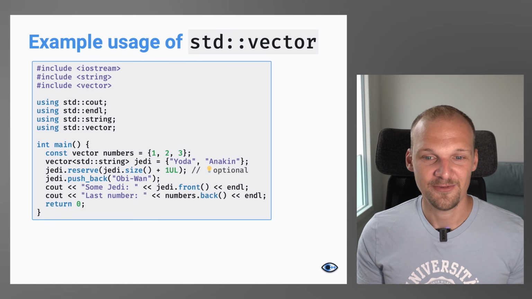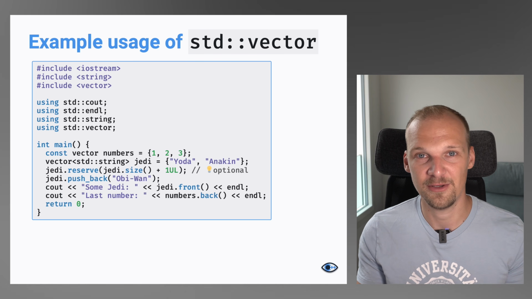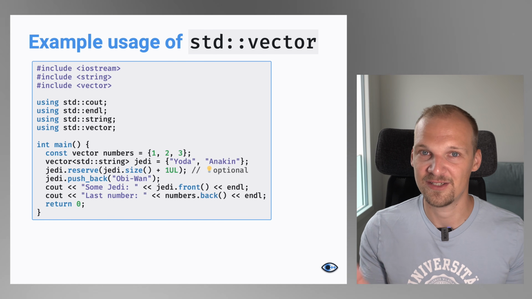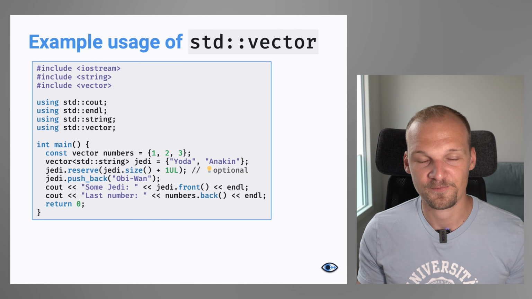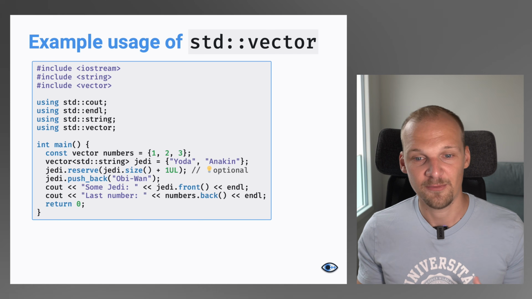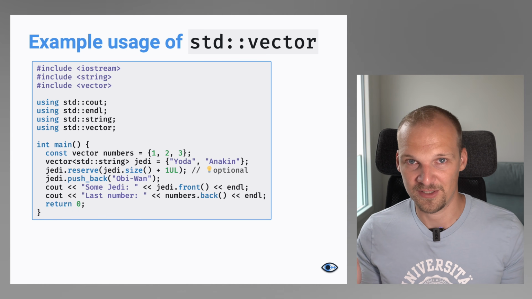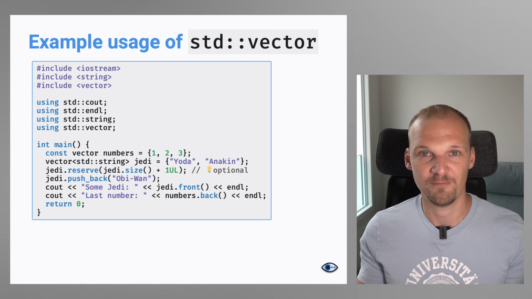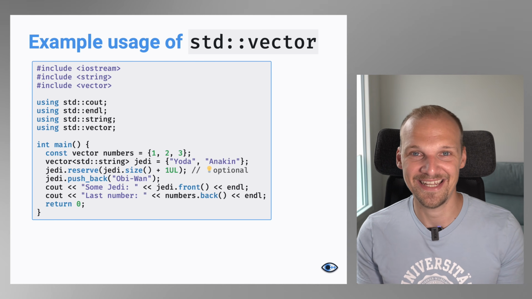It's a short one too. After we use all those usings, we can now use cout, endl, string, and vector without using the std prefix before them. We can create a vector of numbers, say 1 to 3. We can also create a vector of strings, like if we want to have the Jedi names, let's say we start with Yoda and Anakin.